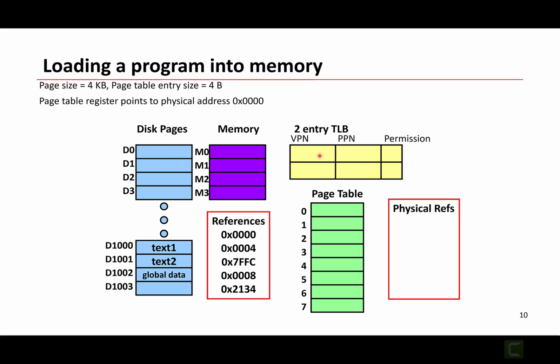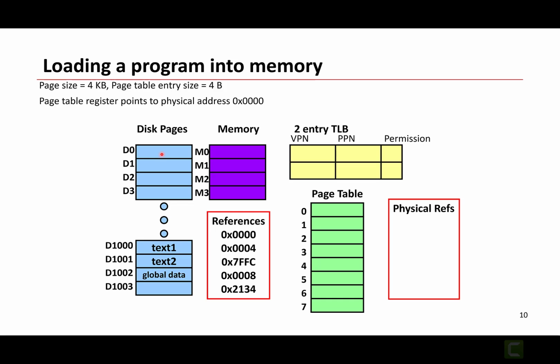Each entry is a very simple data item. So this is a virtual page number and a physical page number. So it's not a lot of information here. It's just a few bytes worth of data, whereas these contain 1 page worth of data. So these boxes are not to scale.